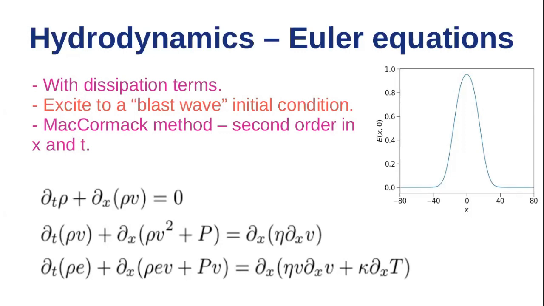In the second equation, the del t rho v plus del x of rho v square plus P term, we have added the dissipation in the form of a Navier-Stokes term. This eta is the viscosity of the system. And in the third equation, we add a thermal conductivity term, where kappa is the thermal conductivity, and del x T, this is the conductivity term.